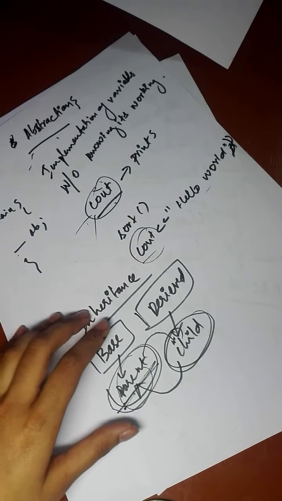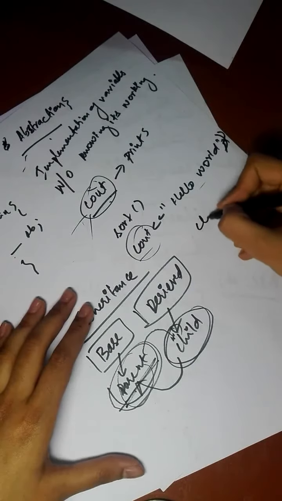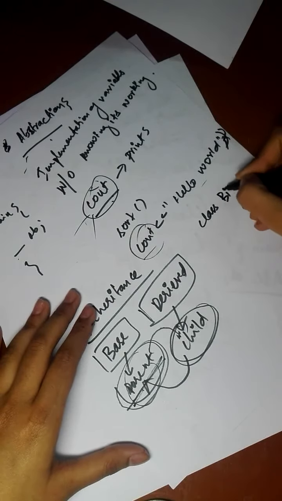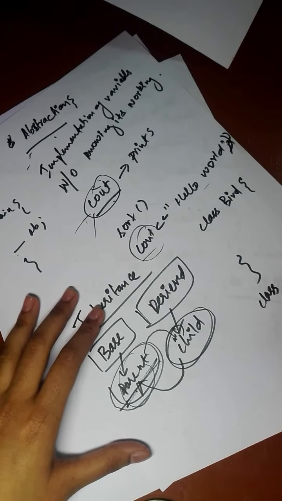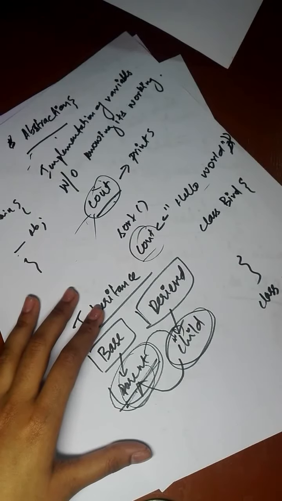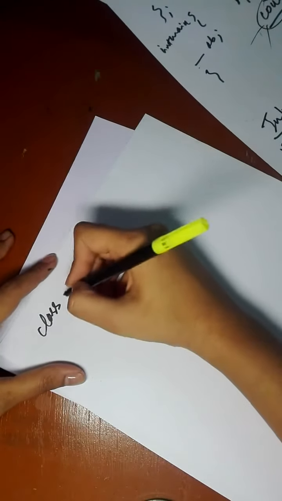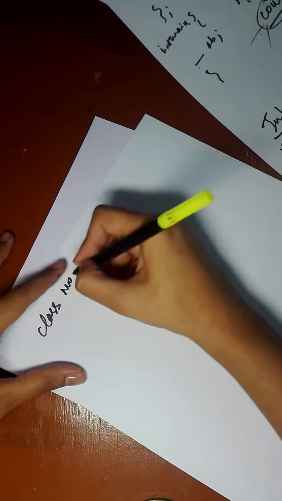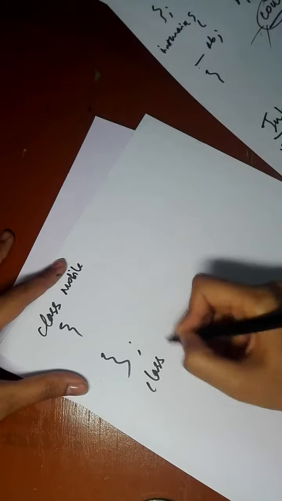For example, in a real-time example, there's a class called bird, and then there's a class called sparrow. Now sparrow, or okay, I'll show you a better example because I don't like the birds thing. Okay, there's a class called, say, mobiles, and then there's another class called iPhones.